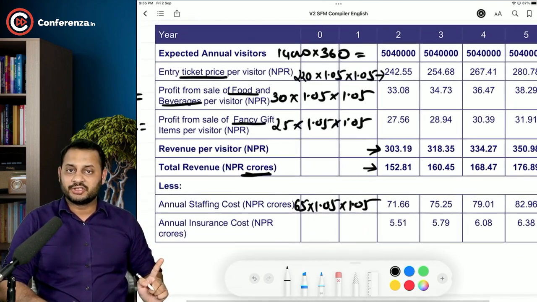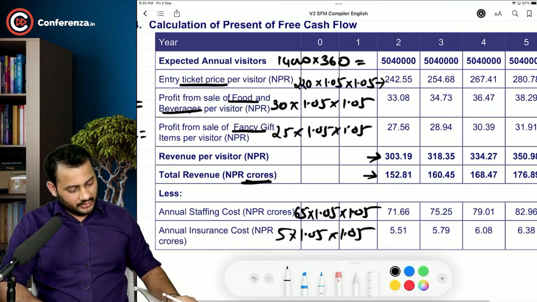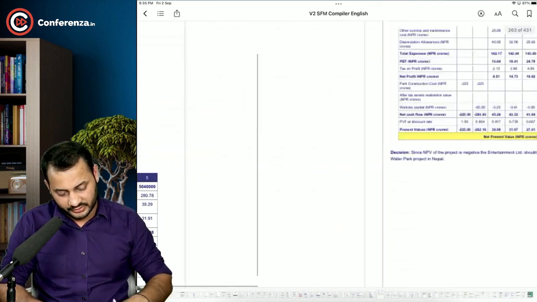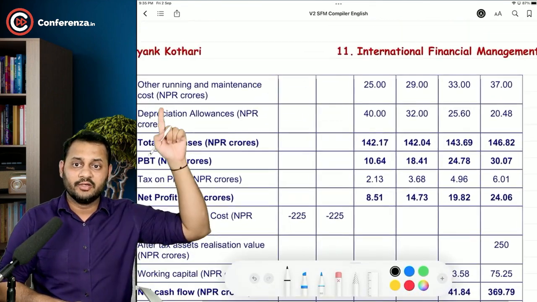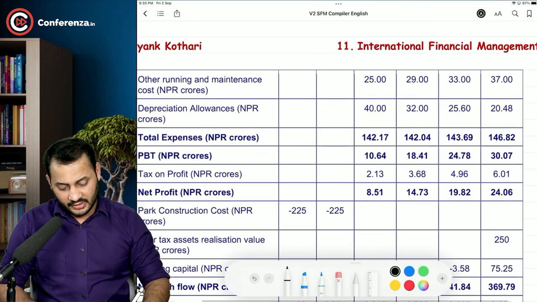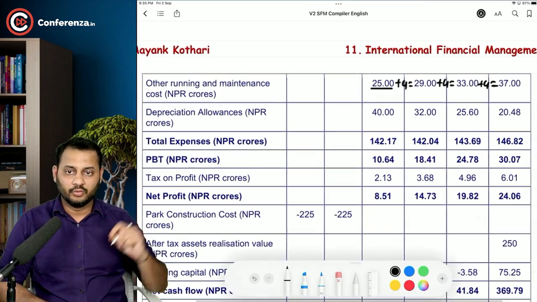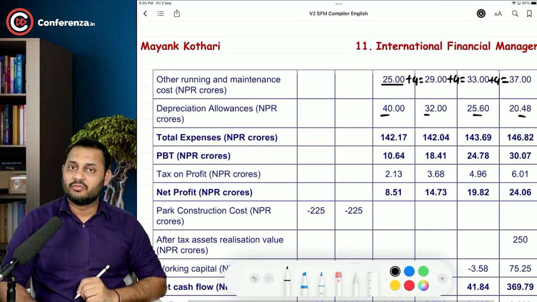Insurance cost, question clearly says that insurance is also included in this. 5.1.5 into 1.05 into 1.05. It will keep on increasing for the rest of the 4 years. Good, sir. Then other running and maintenance cost, it was excluded from that 5% increment, and question clearly said that for the first year it will be 25 and then it will keep on increasing by 4 crore every year.